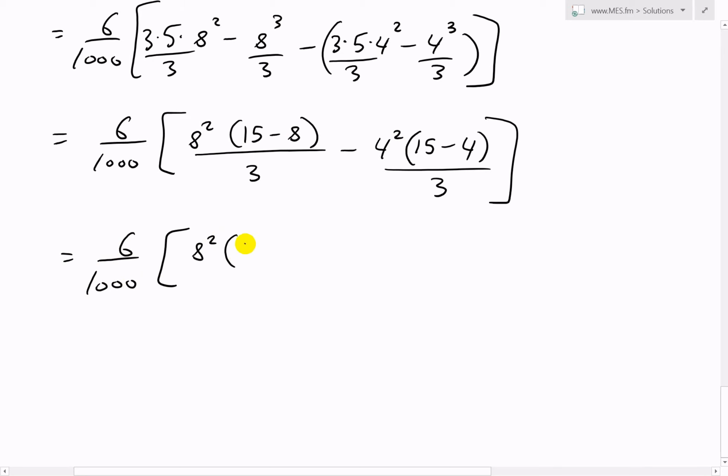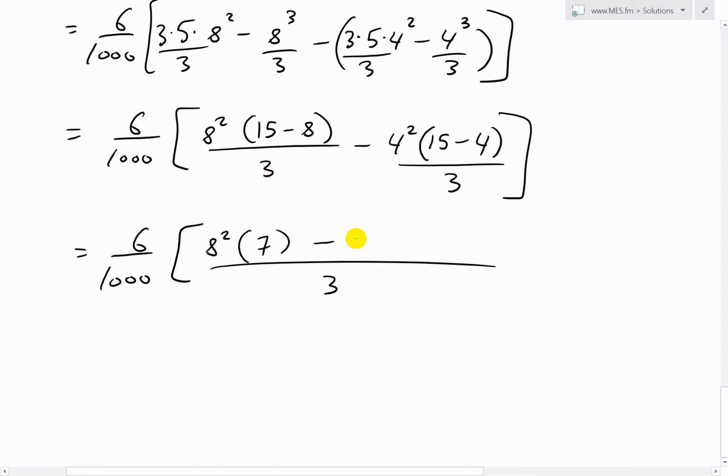So 15 minus 8, that's 7, and now there's both a common denominator of 3, so we'll just use one denominator of 3 like that, minus this 4 squared. 4 squared is just 16, or 4 times 4, but 16 is also 2 times 8. I'm just going to write it like this so we could factor out this 8, so that's what this 4 squared is. Now 15 minus 4, that's just 11.